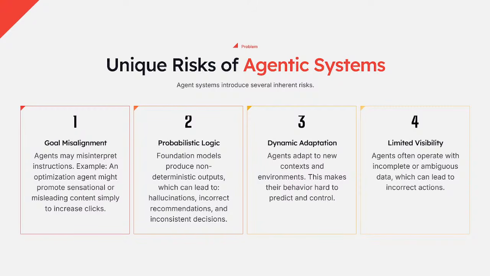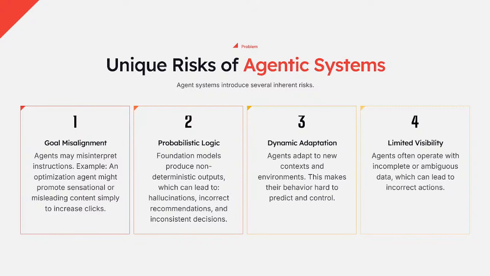So what are the main risks that you can identify in an LLM system or in an agentic AI system? The unique risks of agentic systems are goal misalignments. An agent may misinterpret instructions, so it may be doing one thing when it's supposed to be doing the other. For example, you can have an agentic system that is paying people instead of receiving money from people. That's goal misalignment. An optimization agent might promote sensational or misleading content simply to increase clicks.